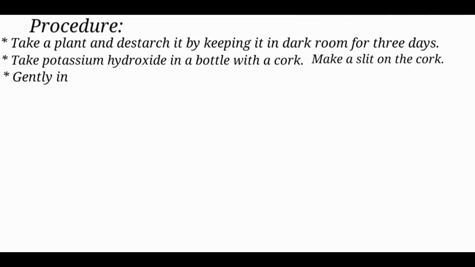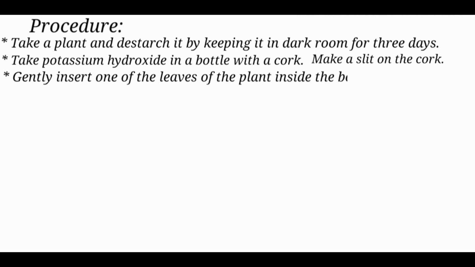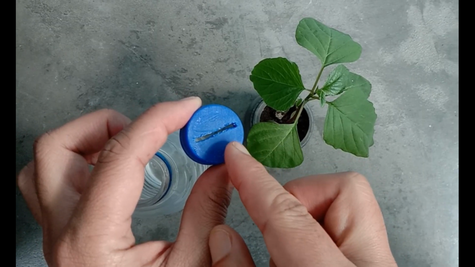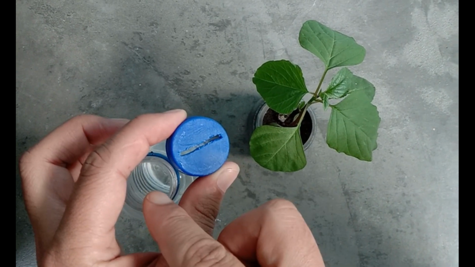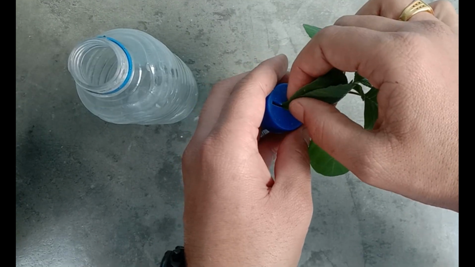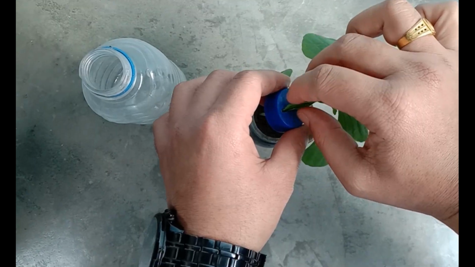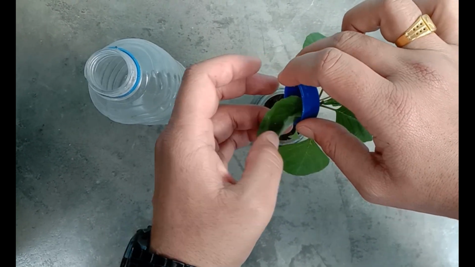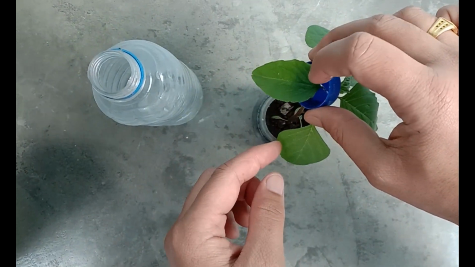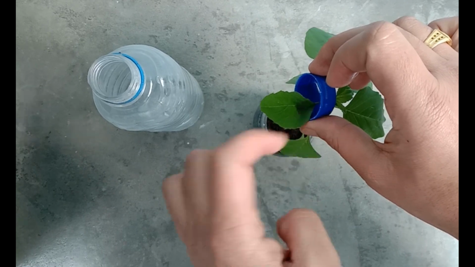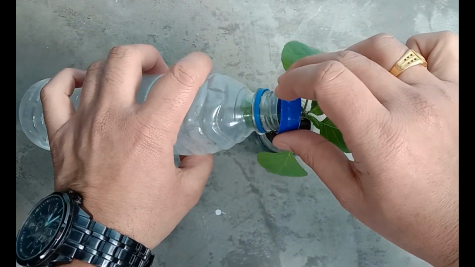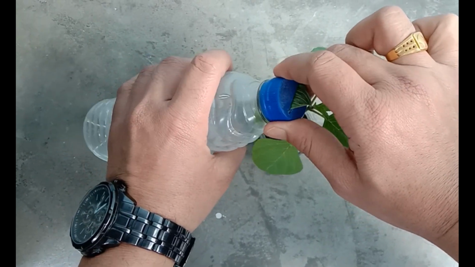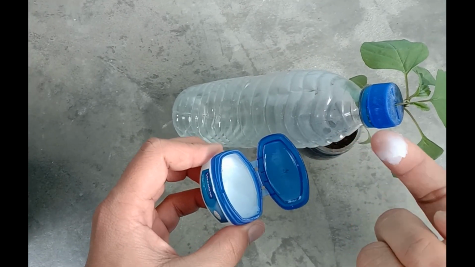Gently insert one of the leaves of the plant inside the bottle through the slit without breaking it. Seal it with the help of Vaseline. So now I am going to insert one of the leaves inside the bottle through this slit. As you can see, I have inserted this leaf through the slit. And now I am going to close it. With the help of this Vaseline, I am going to seal the slit.